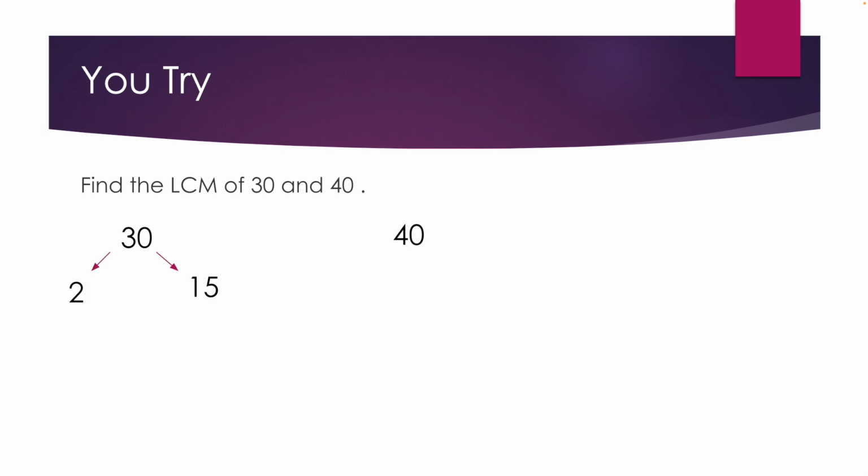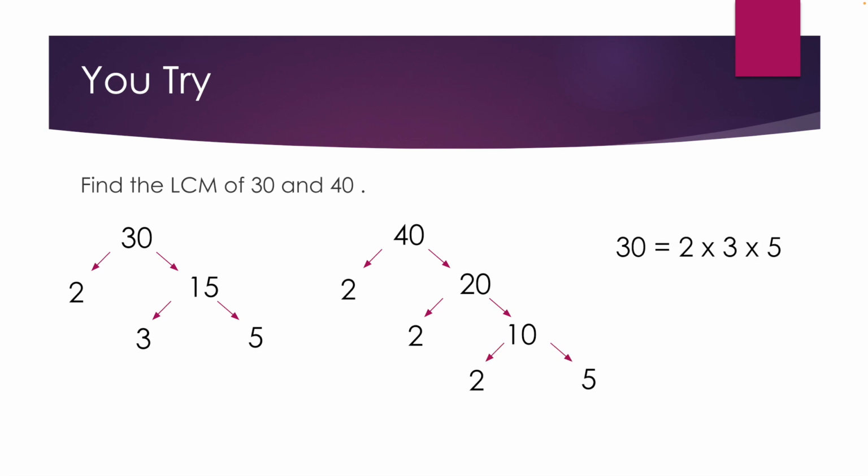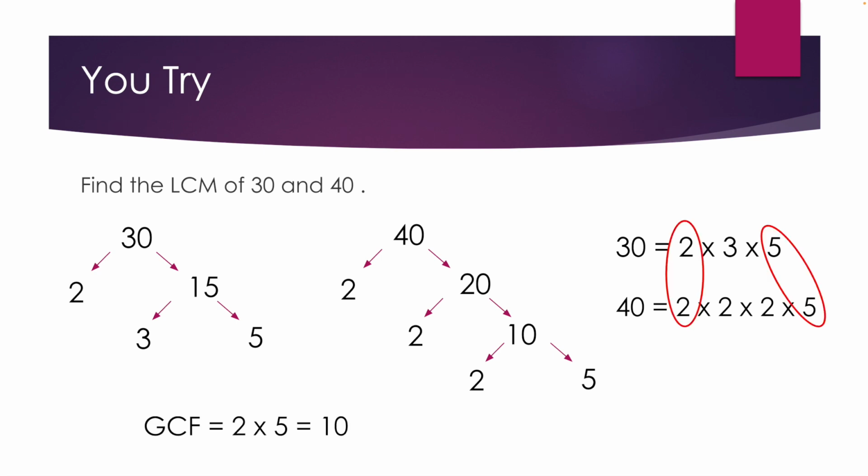So 30 can be broken down into 2 and 15, 3 and 5. And 40 can be broken down into 2 and 20, 2 and 10, 2 and 5. So 30 is 2 times 3 times 5, and 40 is 2 times 2 times 2 times 5. So we have a 2 and a 5 that is common between them. So the greatest common factor was 10. To find the lowest common multiple, I'm going to do 10 times 3 times 2 times 2, which gets me 120.